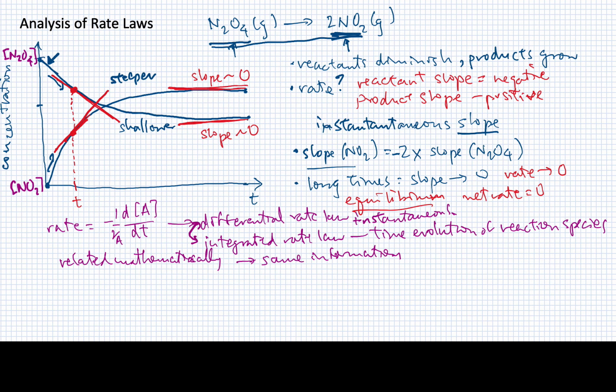One is telling us how that rate changes as a function of time, but it's not really keeping track of where we are in the reaction particularly, whereas the other one is keeping track of where we are in the reaction, but it's harder to determine exactly how fast things are changing as a function of time.